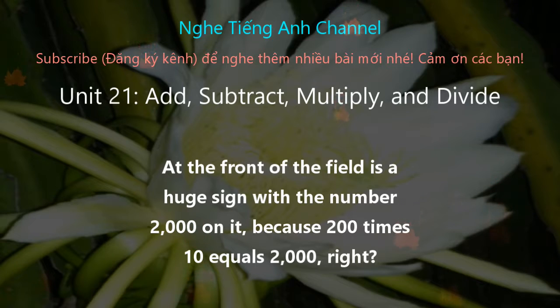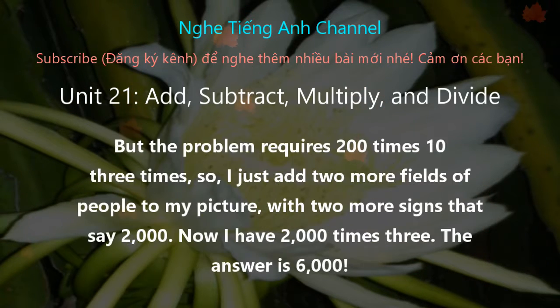At the front of the field is a huge sign with the number 2000 on it because 200 times 10 equals 2000, right? But the problem requires 200 times 10 3 times, so I just add 2 more fields of people to my picture with 2 more signs that say 2000. Now I have 2000 times 3. The answer is 6000.